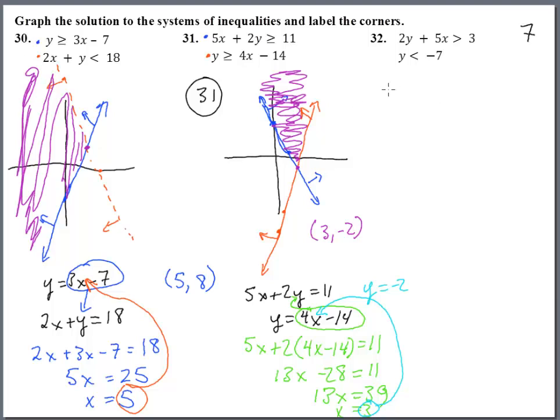Number 32. Let's have a graph here. 2y plus 5x. Ooh, that's not even in standard form. The x would come over here, 5x plus 2y. But let's go ahead and graph it. So x is 0 gives us 3 halves, about 1.5, right about there. And the slope is negative 5 halves, so down 5 over 2, something like that. And it is a dashed line.